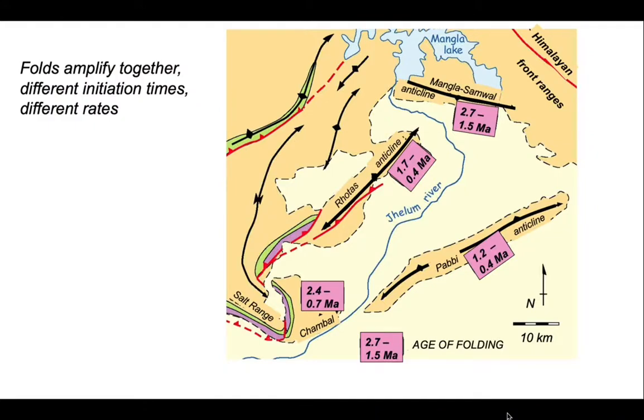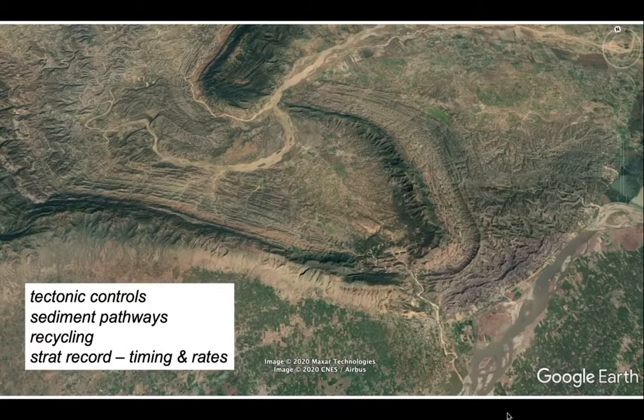These folds are amplified together, they have different initiation times, and they amplify at different rates. So it's quite a complicated pattern. And it's through these anticlines that the Jhelum River is wandering. So this has been a presentation looking at tectonic controls. Those tectonic controls include the flexing of the Indian lithosphere to create accommodation for the foreland basin, and this pattern of regional subsidence is modified by local deformation.